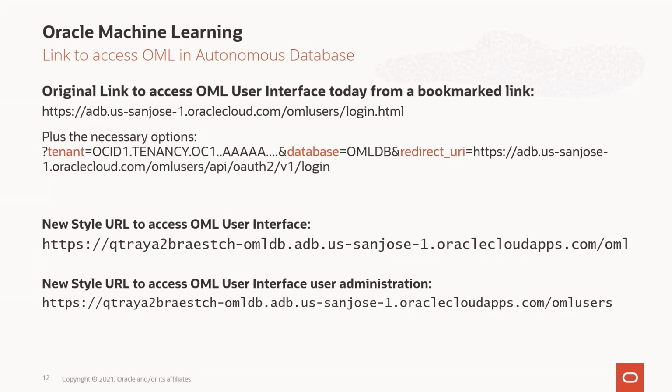And as we mentioned earlier, the link where you will access the OML notebooks has changed with the new URL structure. Originally, it started with this login URL and included the tenancy OSID, database, and this long redirect URI. The new style is significantly shorter, but it still has the identifying information like the tenancy ID, the database, and the region. Okay, now let's look at the recent updates to OML services.